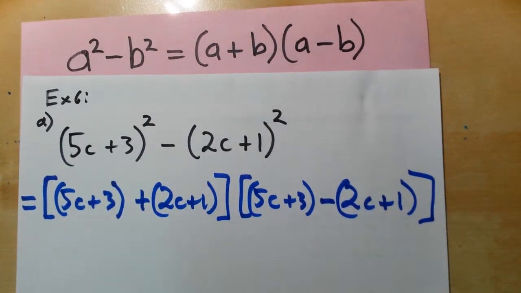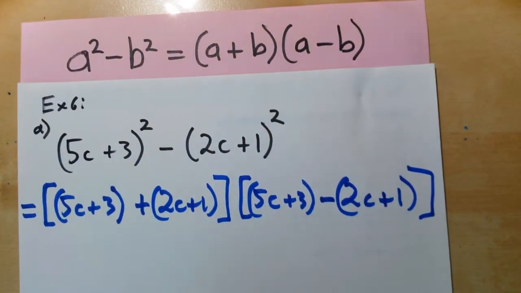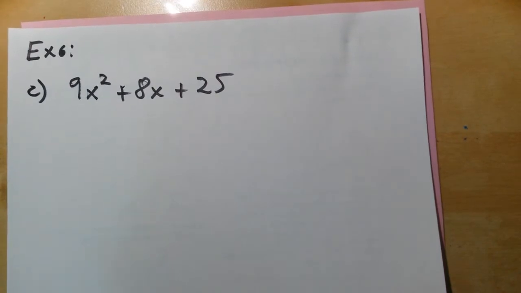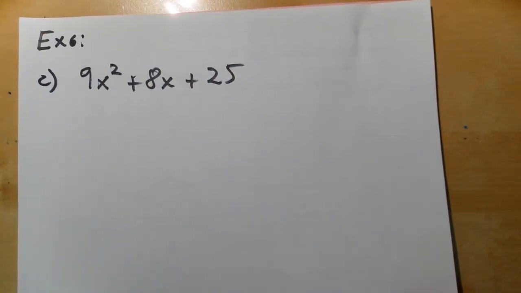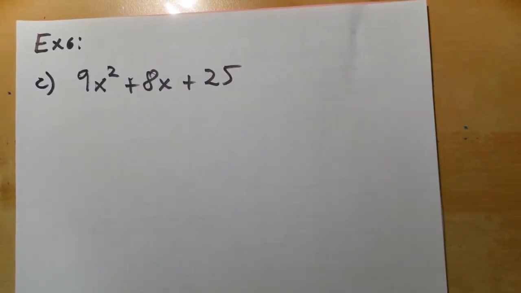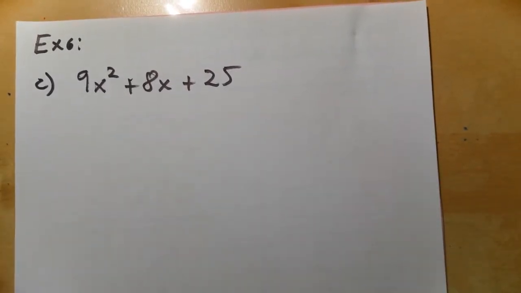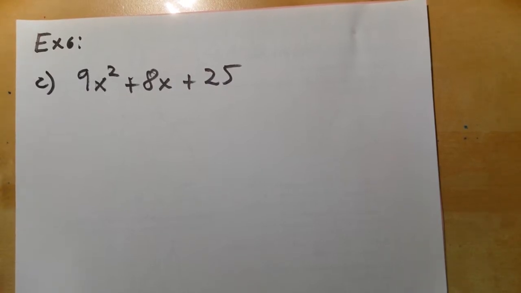Okay, let's look at another example here. 9x squared plus 8x plus 25. Alright, so as always, we look at all the terms. Is there a greatest common factor among all of them? No. Is it a simple or a complex trinomial? It's a complex trinomial.